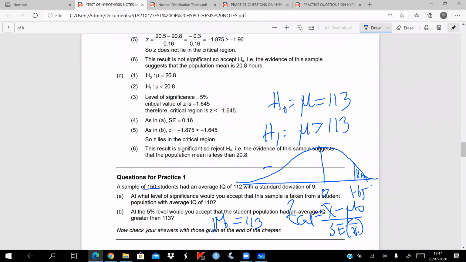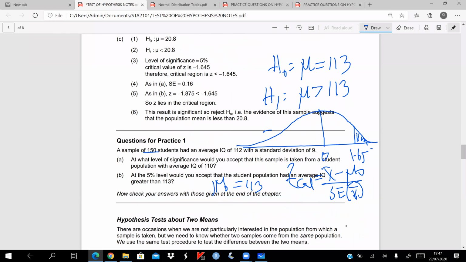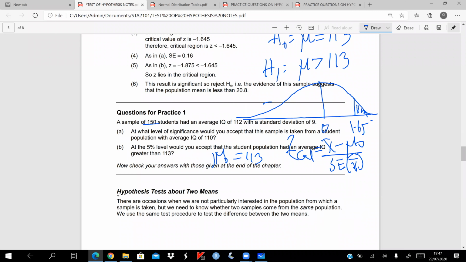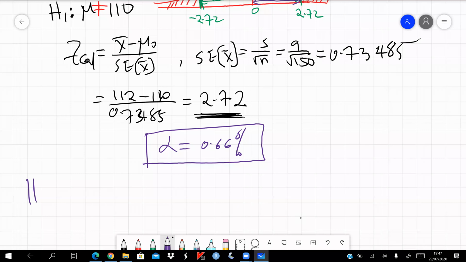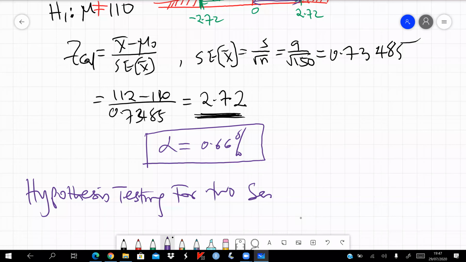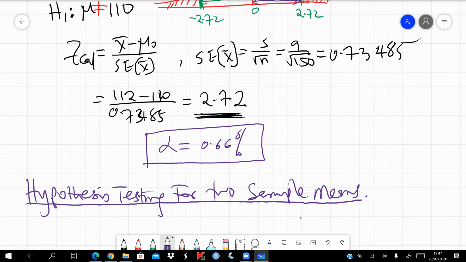Now, I want us to move on. Let's move on. I'll give you some practice questions. I want us to move on to hypothesis testing when we have two sample means. Hypothesis testing for two sample means. Okay, so hypothesis testing. When you have two samples, the story changes a bit, but not significantly.